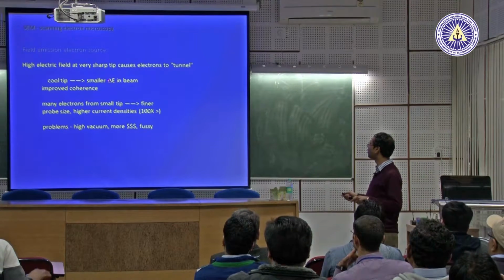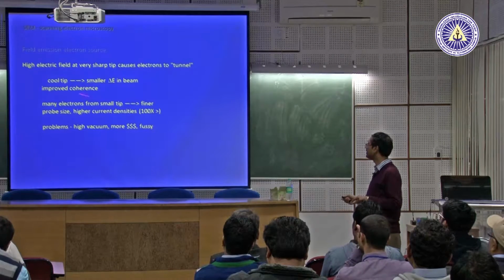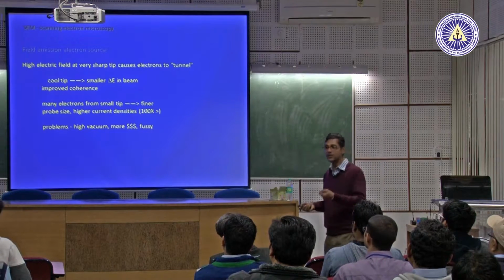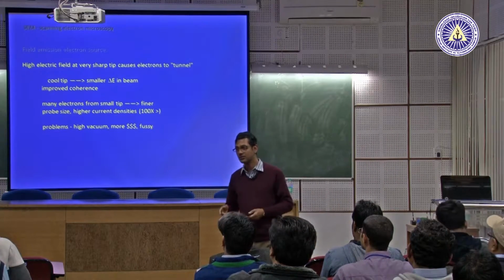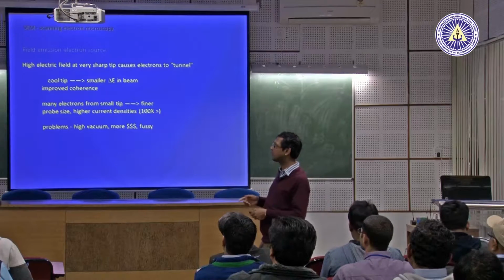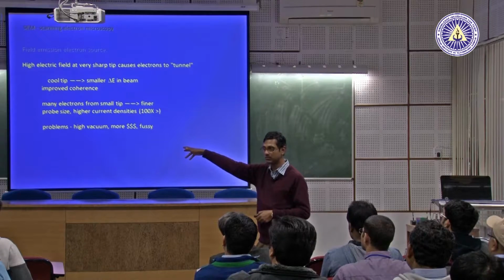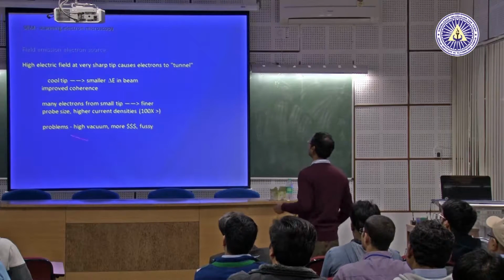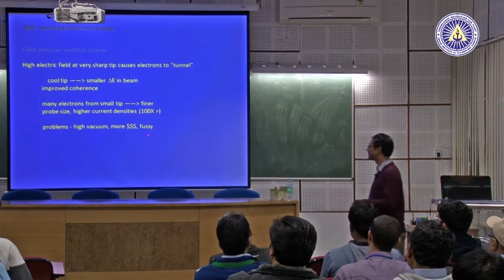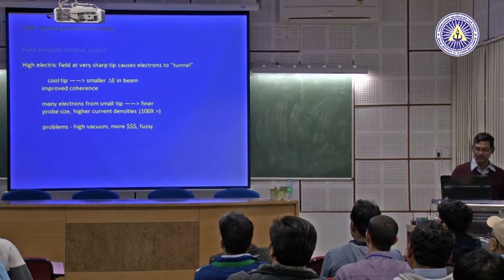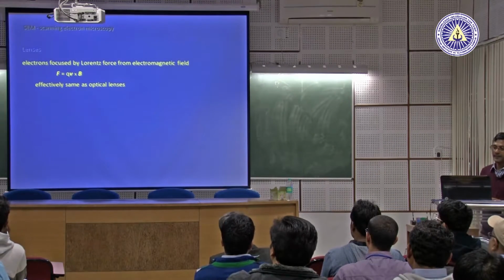Cold tip means smaller delta E, and it improves coherence. Coherence means that a laser is a coherent beam. Why? You know why a laser is called a coherent beam? It is a coherent beam because the beam moves from here to there and the spread is very small. Same thing. More cost, fussy, all kinds of problems exist, but it is the rule of the day.